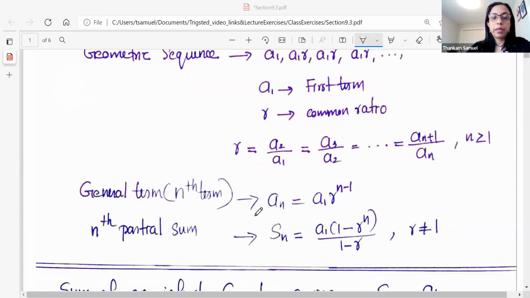For this section, you have to memorize some formulas to do the problems. The formula to find the general term, or the nth term, is a sub n equals a sub 1 r to the n minus 1. The nth partial sum formula is S sub n equals a sub 1 times 1 minus r to the n, divided by 1 minus r, where r is not equal to 1. This is the formula to find the sum of the first n terms.